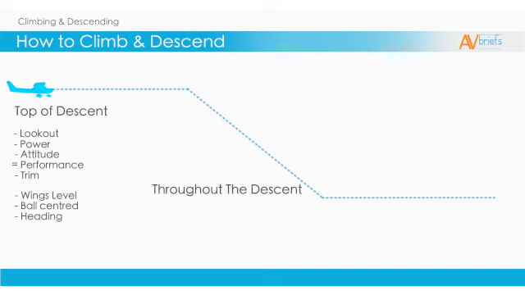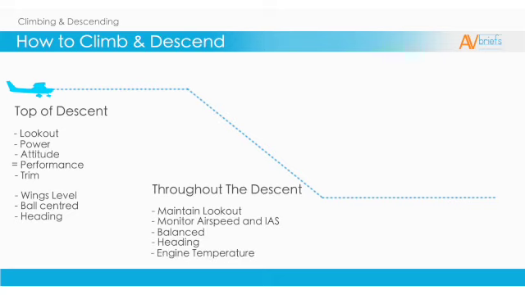Throughout the descent, maintain lookout, including below. Monitor vertical speed and indicated airspeed. Keep balanced. Heading is correct. Engine temperature should be within range. Believe it or not, engine cooling can be an issue in the descent. If the engine gets too cool, you can add some power or reduce the airspeed.